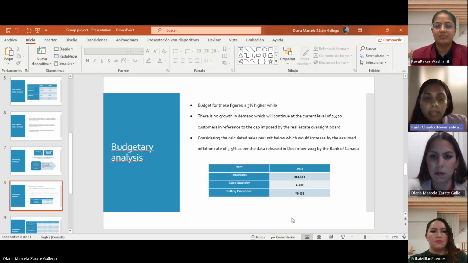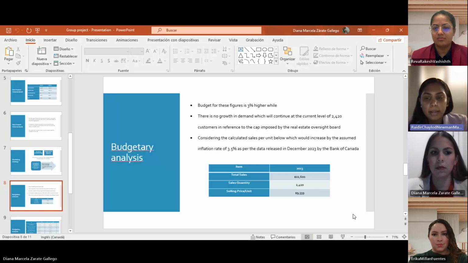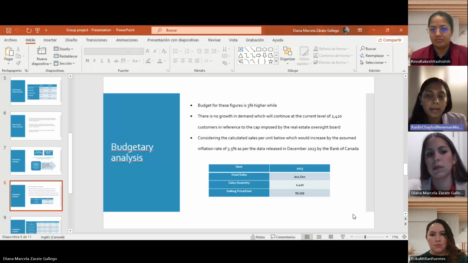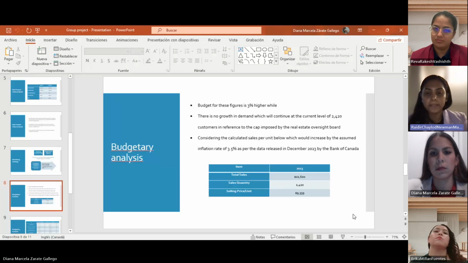Our focus in the analysis of revenues is projecting into the future with a 3% budget increase, despite stable demand held at 2,420 customers. We anticipate growth fueled by 3.5% inflation, adjusted, of course, in the increased sales per unit, as per the Bank of Canada December 2023 data.